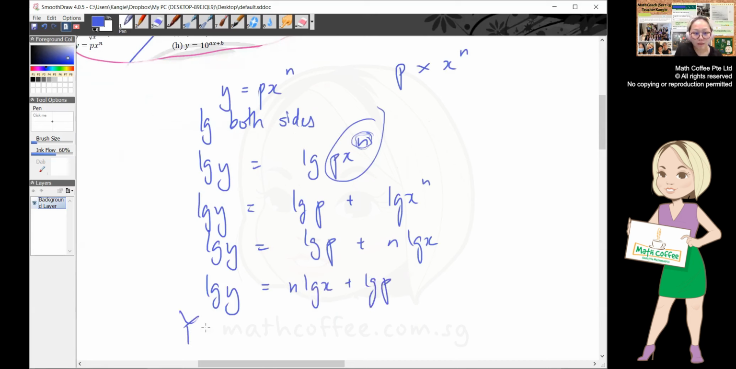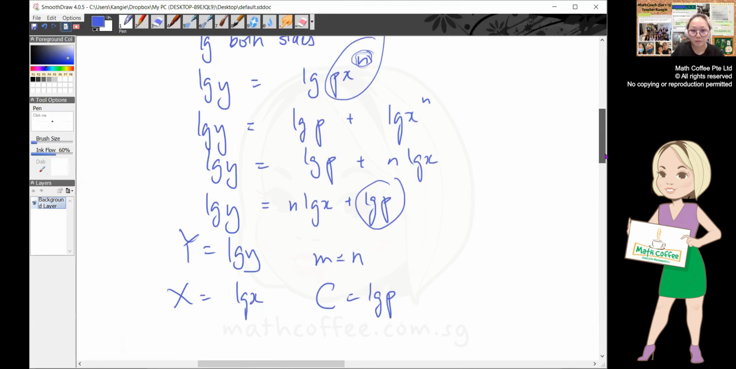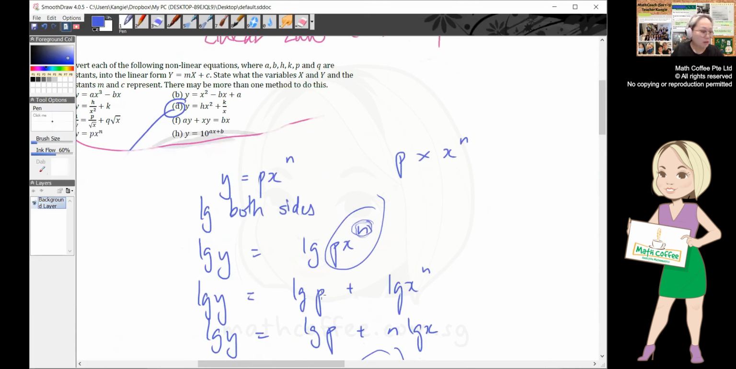And we can see that, oh, so my big Y is log y. My big X is log x. My gradient for this case is n. My big C for this case is log p. A lot of students say, I thought you said that my C must only be a constant. Then how? But you see, log p actually is just a number. P in the first place is a constant. You understand? The log is just a function. So this one totally doesn't involve any x and y. So actually log p can be c. It's considered a constant. So that's for G.